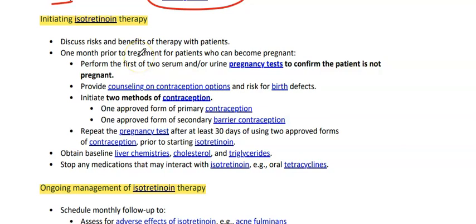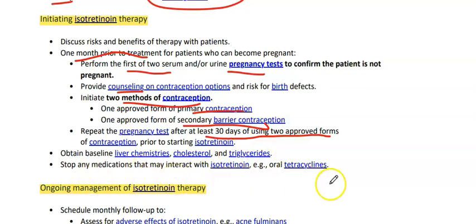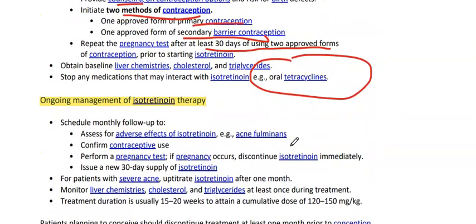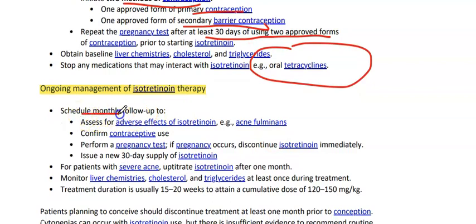Before initiating isotretinoin treatment, 1 month prior to the treatment, perform the first of two serum and/or urine pregnancy tests to confirm the patient is not pregnant. Provide counseling and initiate two methods of contraception. One is primary and another is secondary, which is barrier contraception. Repeat the pregnancy test after 30 days of using the two approved forms. Prior to starting isotretinoin, obtain baseline liver chemistry, cholesterol, and triglycerides, and stop any medication that may interact with isotretinoin, for example, oral tetracycline.